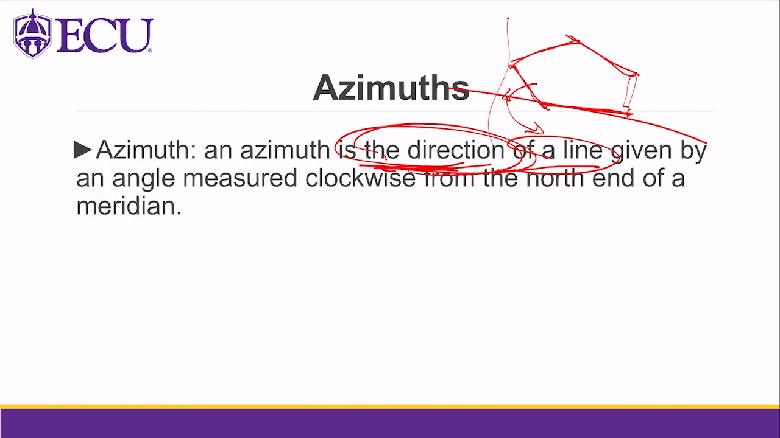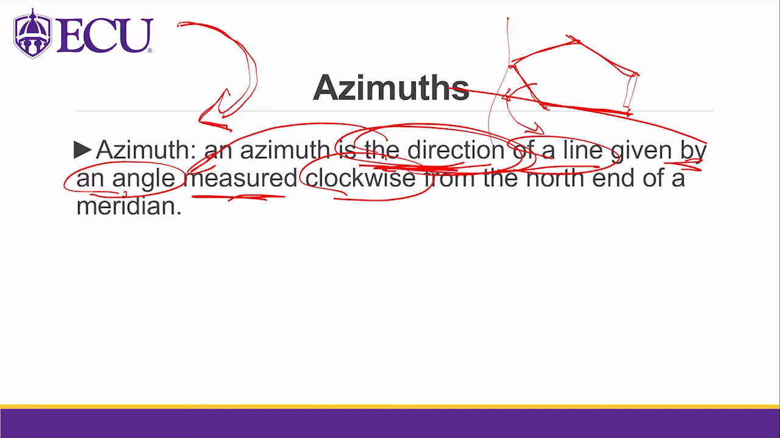But how do we define or identify the direction of this line? It is by an angle. Referring back to the meridian and latitude and longitude, this direction is an angle. So 2 degrees, 10 degrees, 50 degrees, whatever. But how is this angle measured in surveying? Everything needs to be measured from a reference. It is measured clockwise, like a clock, from the north end of a meridian. A meridian has 2 ends, north and south. We don't use the south end. We deal with the north end as our reference.